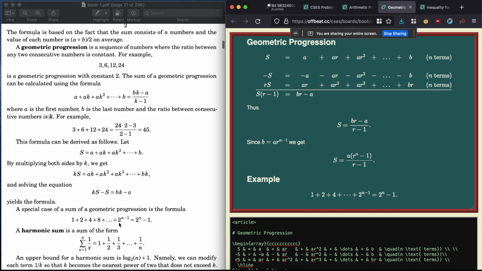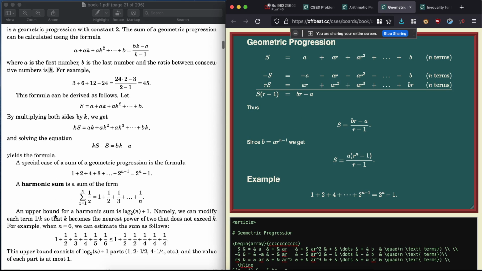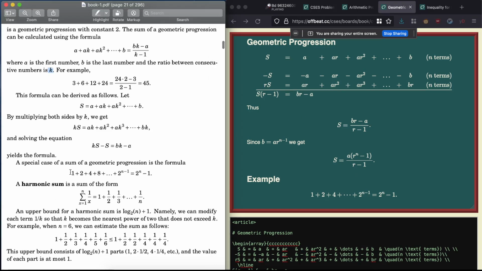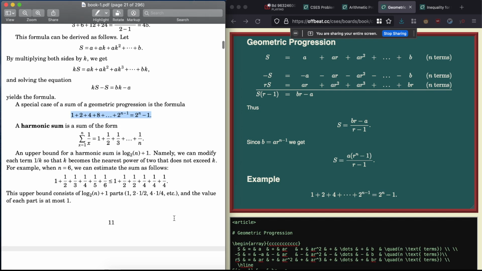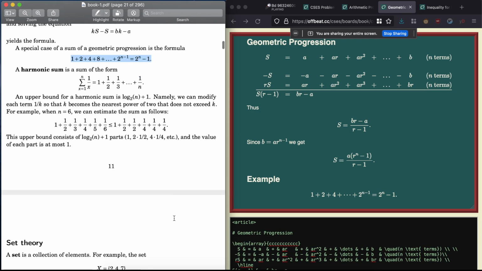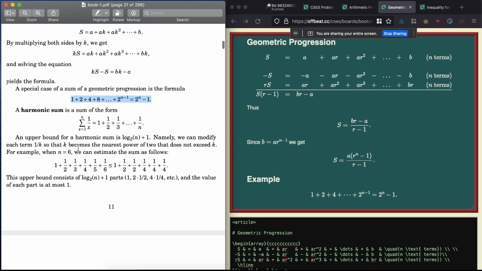Okay, so I'll just skip over this because I explained pretty much the same thing on the board. It's the same thing explained here as well, and yeah, the example too, the exact example I had on the board. Okay, so harmonic sum, and this is quite interesting, so let's go through this.